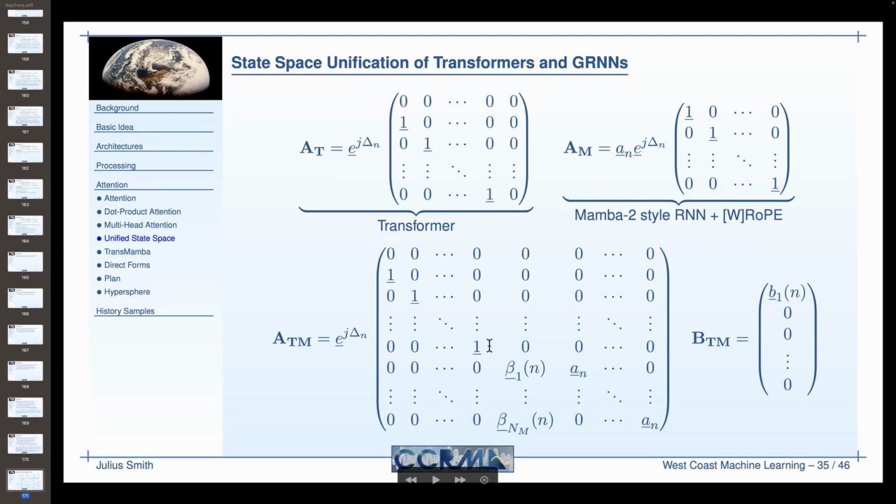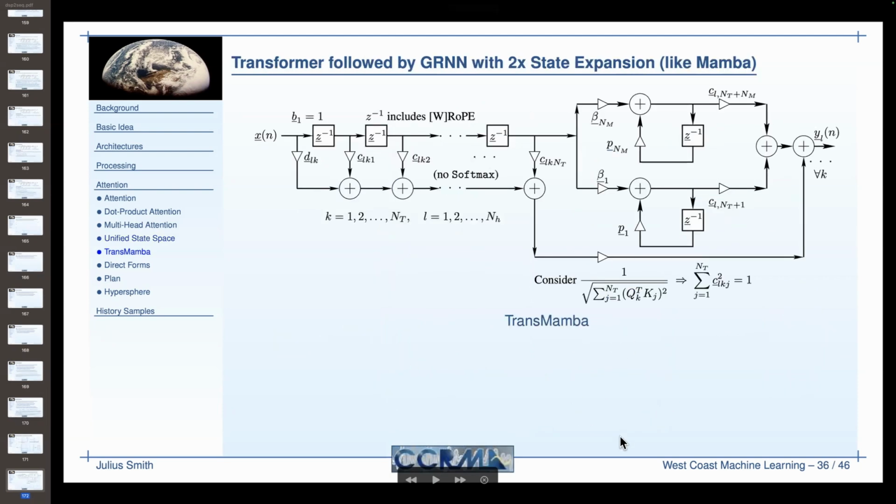And then when you're going off the end of the FIR filter part, you have a set of coefficients that fire it into the RNN. And then the RNN section is just this diagonal matrix here. So that's your diagonal feedback matrix. And here's a diagram that illustrates it for a state expansion factor of 2 for the RNN part, and then a large FIR part, much larger than 2 anyway.